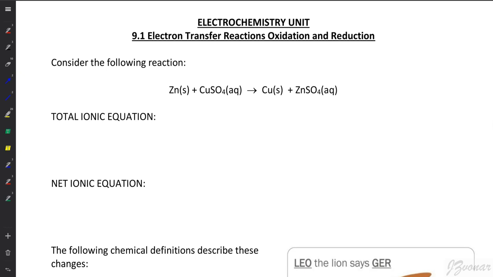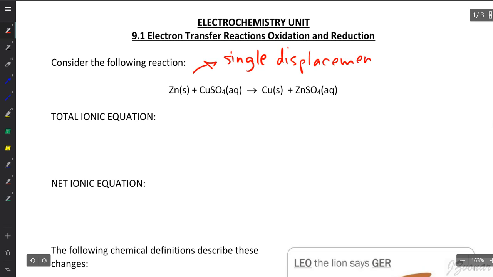So let us consider from grade 11 this simple single displacement reaction that we have studied before. We know that this is a single displacement reaction because it consists of a single element and a compound, an aqueous compound solution. So our metal is being placed into this solution. So this is a single displacement reaction.